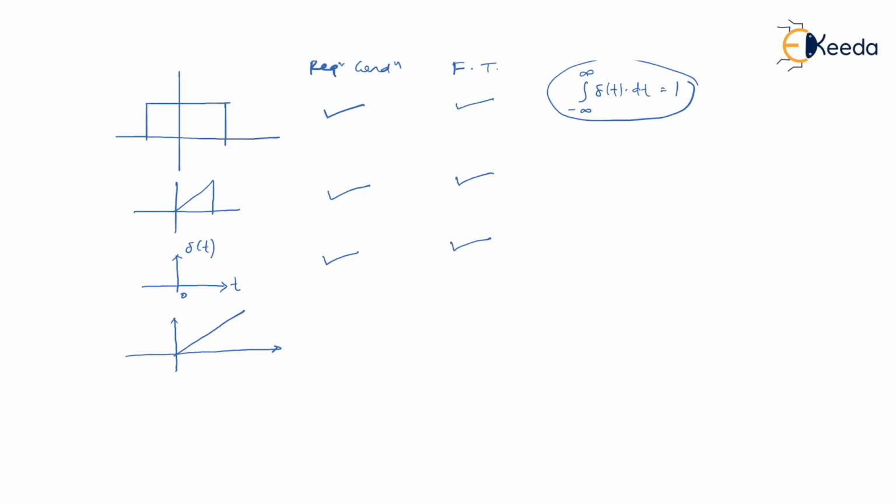So now the next signal is called a ramp signal. What do you think? Is this ramp signal satisfying the required condition? Then the answer is no, it is not satisfying the required condition. Now whether a Fourier transform exists or does not exist, that is yet to be decided. If the required condition is not satisfied, as I said, Fourier transform may exist or may not exist. So I'll take another example.